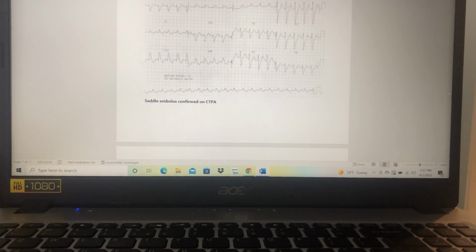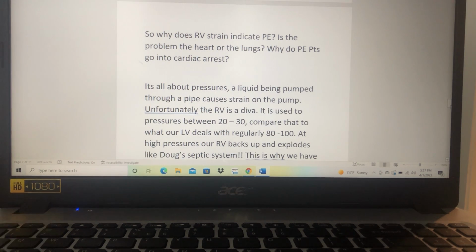I would be tempted to say something's going on with the heart, but is it actually the heart or something else? So why does RV strain indicate PE? Is the problem the heart or the lungs? And why do patients go into cardiac arrest? Well, in a nutshell, when you throw a clot into your lungs, your right ventricle feeds blood into your pulmonary artery. Well, your right ventricle does not handle pressures very well.